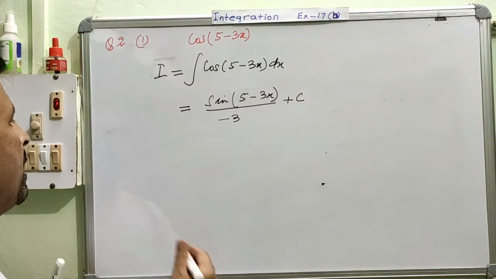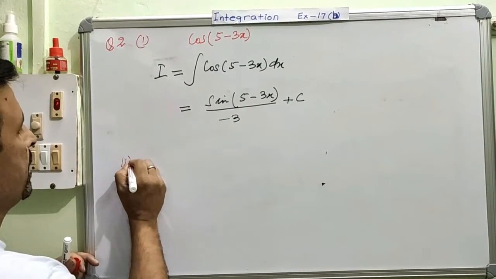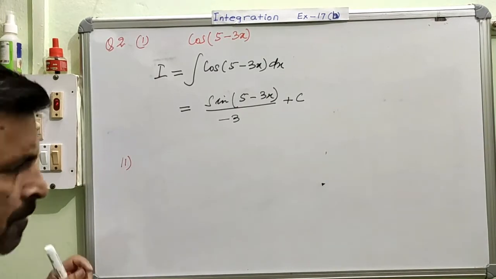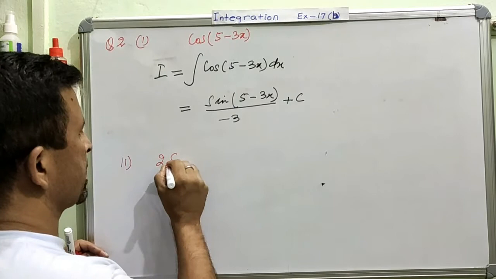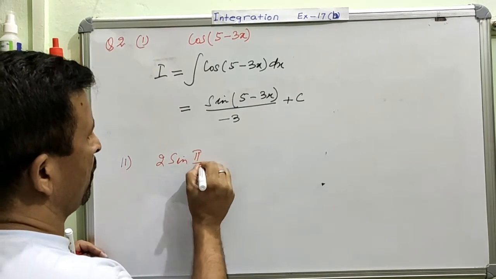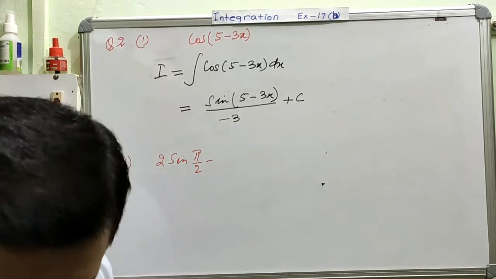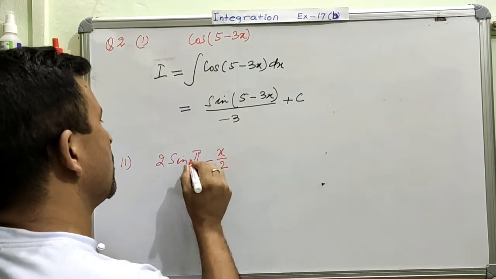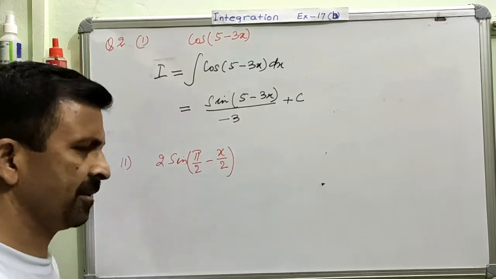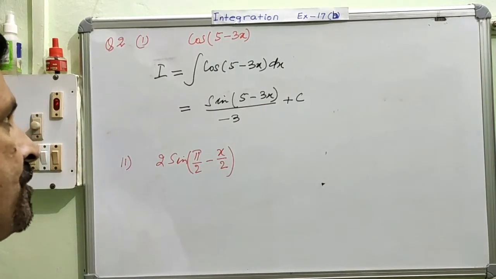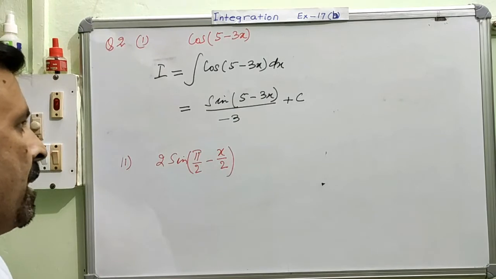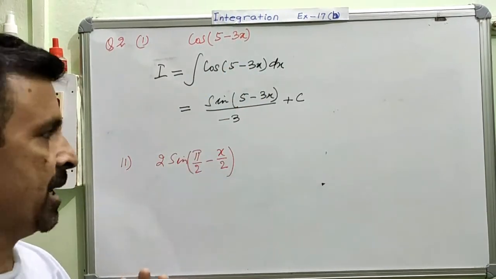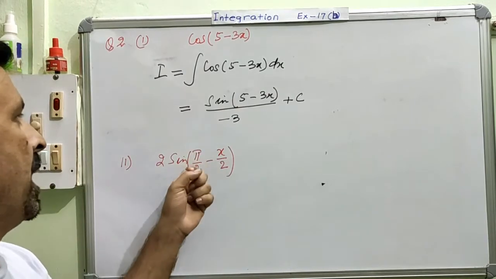Number 2, let us see number 2. The question number 2 is 2 sine of (pi over 2 minus x over 2). This is a little interesting question, right? Now you can compare this question with the previous question. Where is it different? The question is sine.